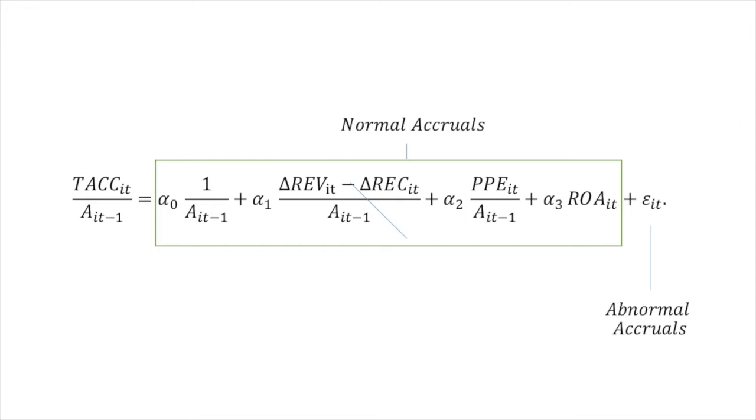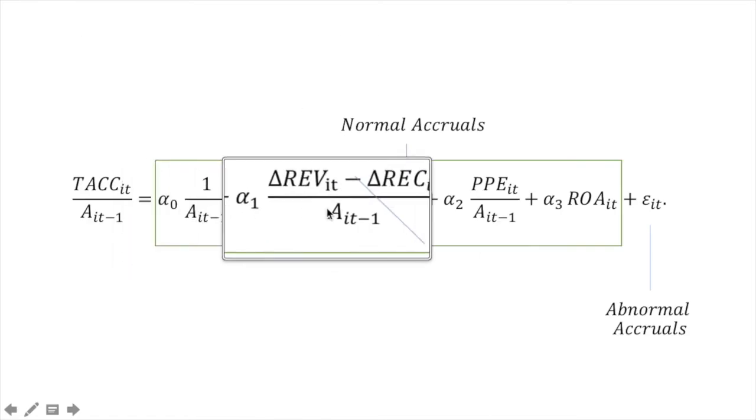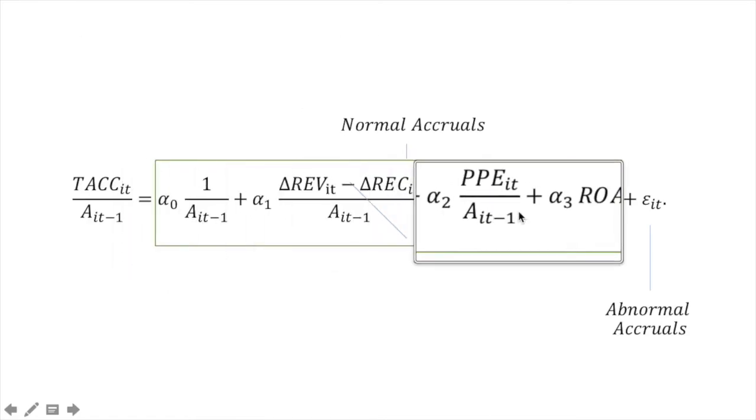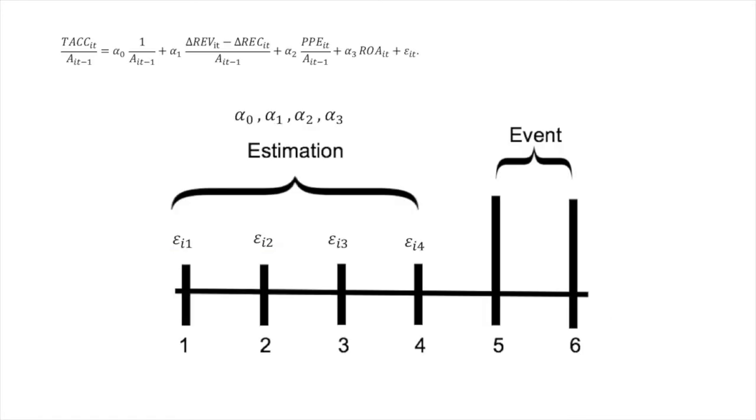Review that in the modified Jones model, the residual or the error term represents the abnormal accruals. Therefore, this part of the model estimates the normal accruals. The idea is we use the model to estimate the coefficients that are considered normal, and the best way to estimate the coefficients of a normal accrual is to use the stable period. We bring the estimated coefficients to the event period, and this will help us predict the residuals of the event period. Next, we will illustrate how this is done in SPSS.